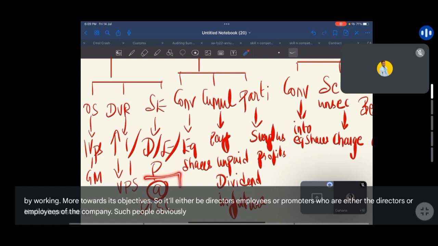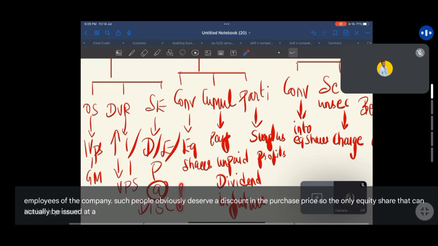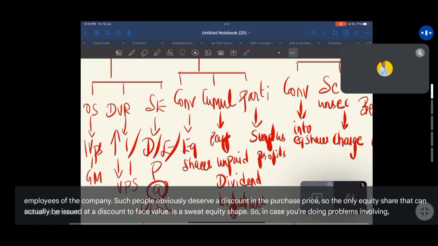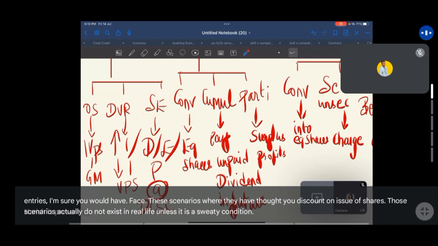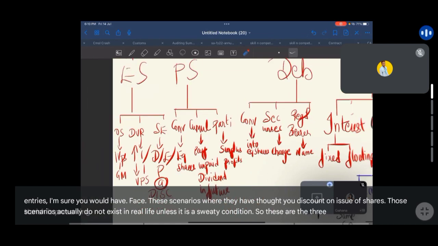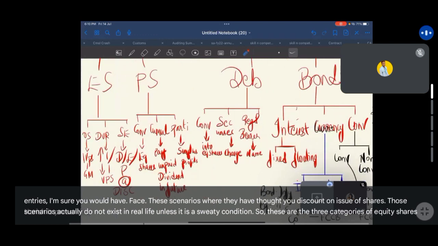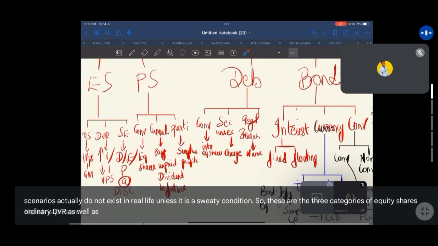Such people obviously deserve a discount in the purchase price. So the only equity share that can actually be issued at a discount to face value is a sweat equity share. So in case you're doing problems involving journal entries, I'm sure you would have faced these scenarios where they taught you discount on issue of shares. Those scenarios actually do not exist in real life unless it is a sweat equity share. So these are the three categories of equity shares: ordinary, DVR, as well as sweat equity.